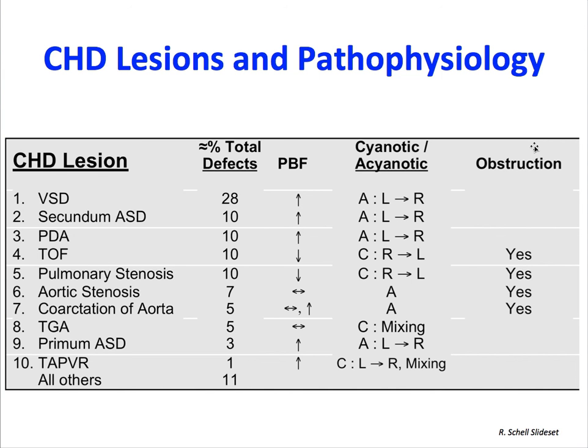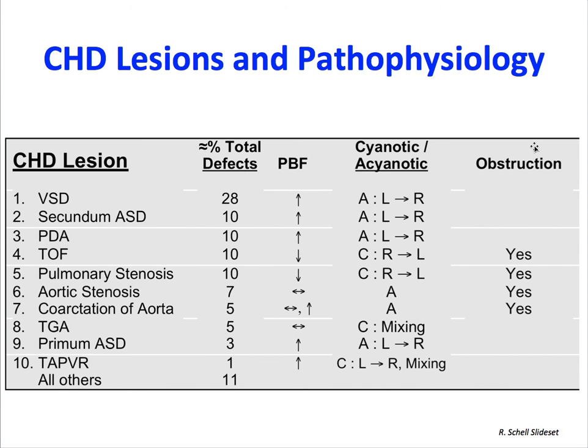ASD, about 10% of lesions. Again, blood flow tends to be left to right, with flooding of the pulmonary system and increased pulmonary blood flow. Patent ductus, again a left to right acyanotic lesion, about 10% of total defects. Tetralogy of Fallot, about 10% of defects.